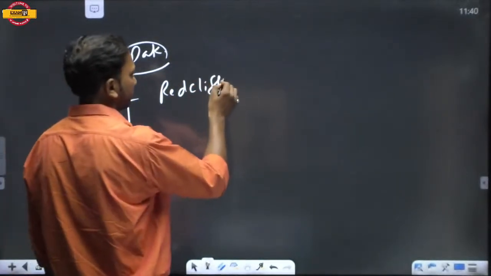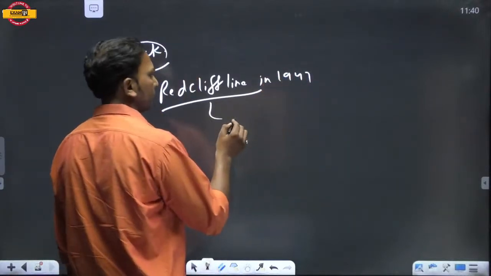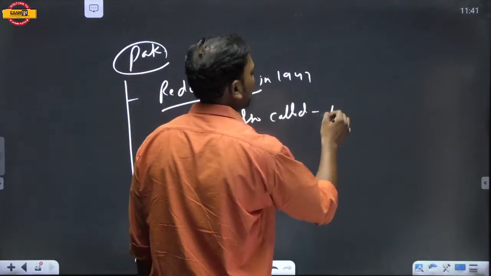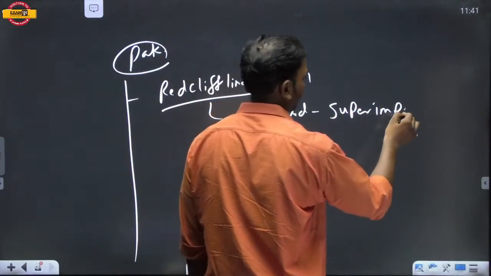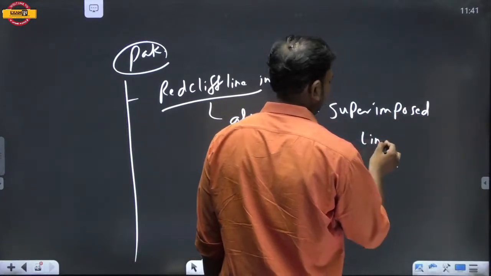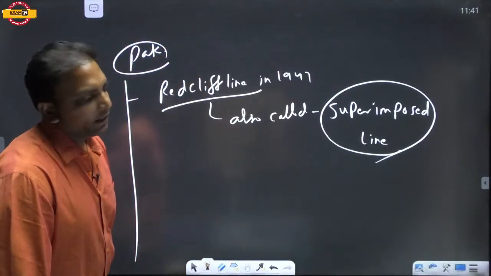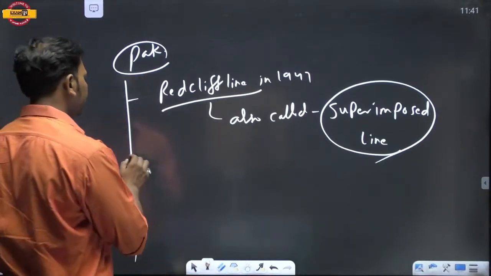Next one is Pakistan. So the Pakistan borderline is called the Radcliffe Line, in 1947, also called the superimposed line. It is a superimposed line because it was forcibly made between India and Pakistan. Okay, forcibly made between India and Pakistan.